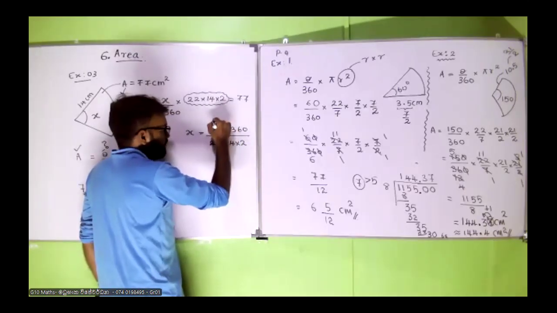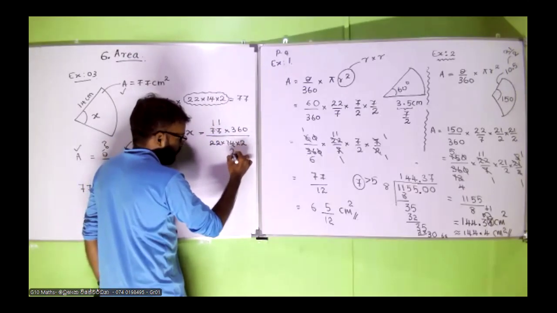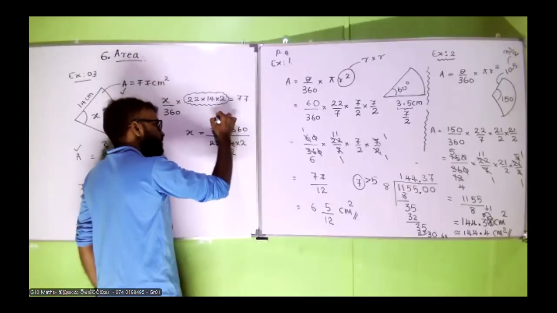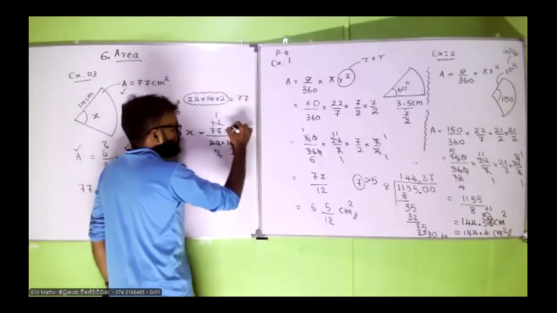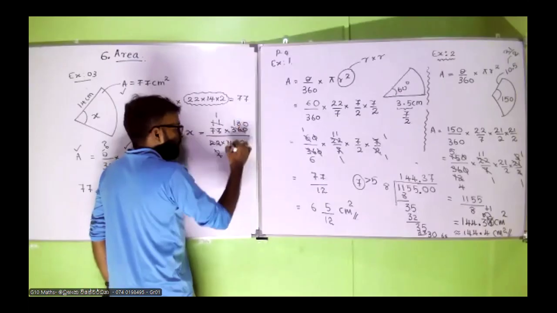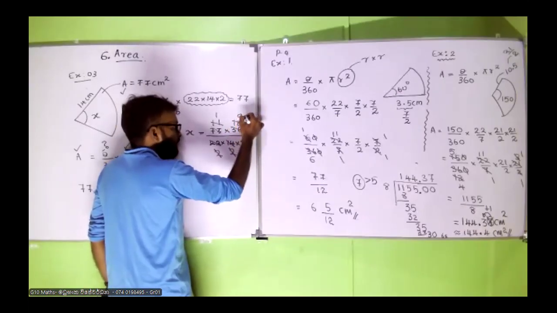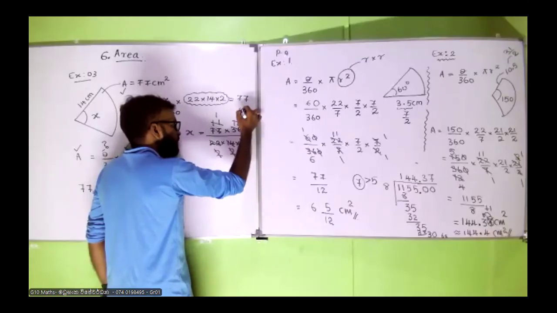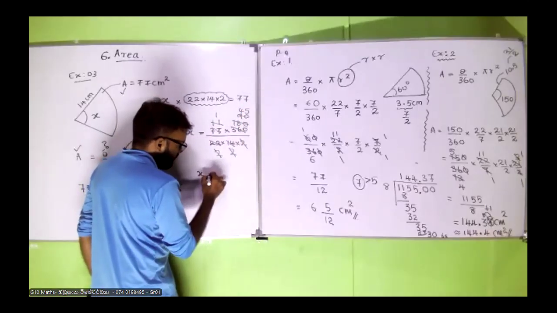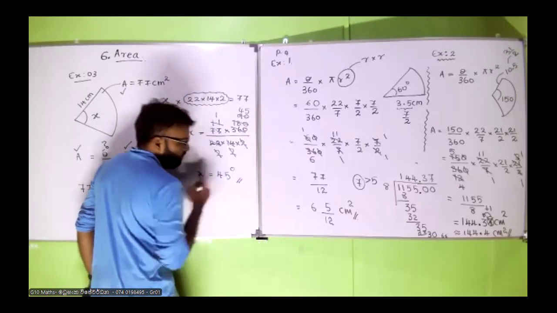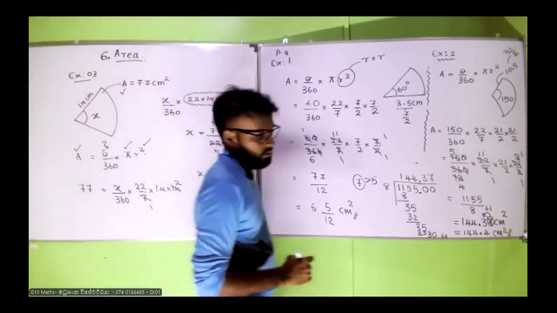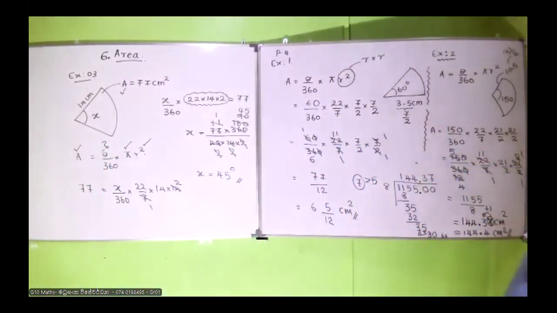Here 7 times 11, 7 times 2. 11 times 1, 11 times 2. 2 times 180, 2 times 90, 2 times 45. x equals 45 degrees, because that is an angle. It should be in degrees.